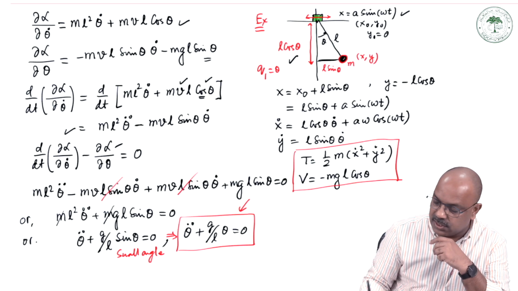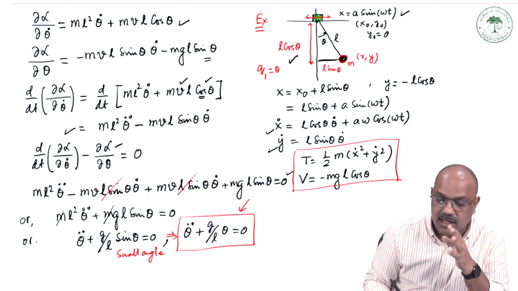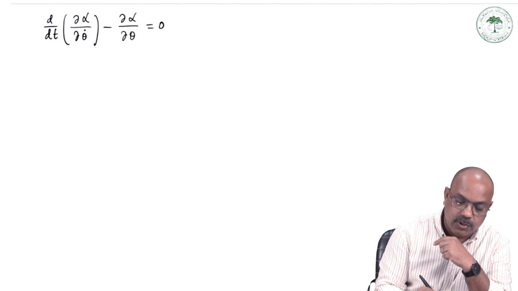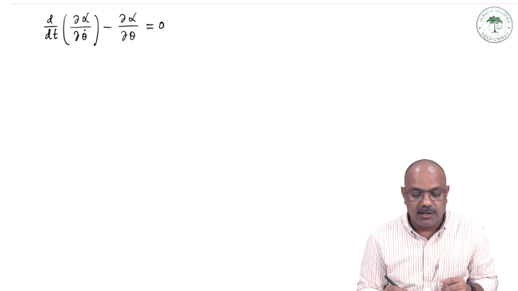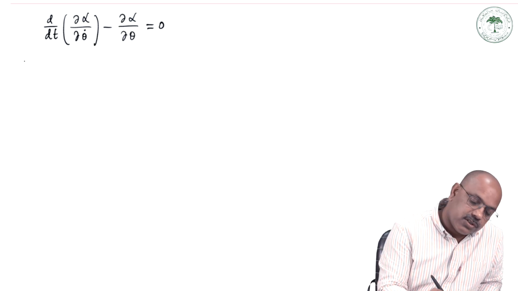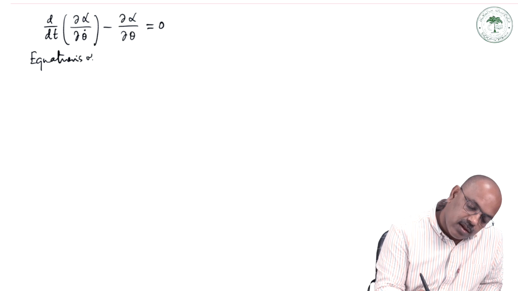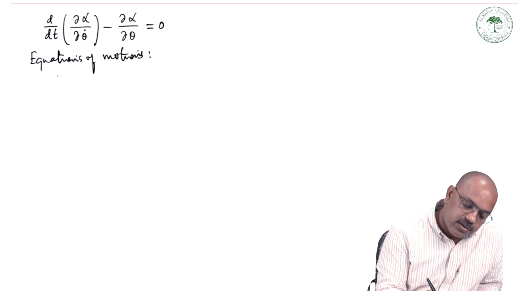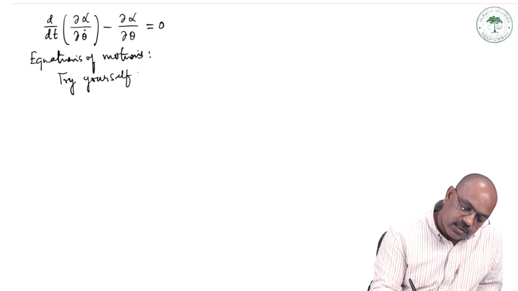So now based on this Lagrangian, you can find out x dot square and y dot square, and this v is there. You can find this equation, and I'm giving you the final equation. You try yourself and try to get this equation. I'm giving you the equations of motion, so try yourself to calculate it.